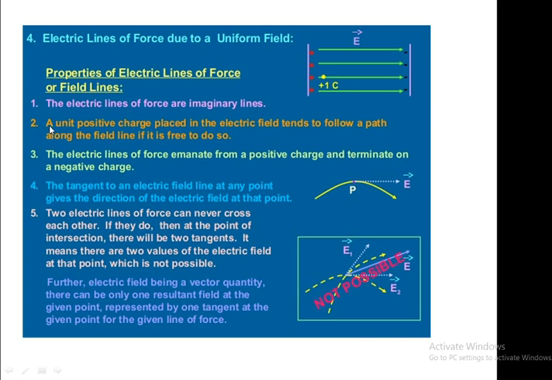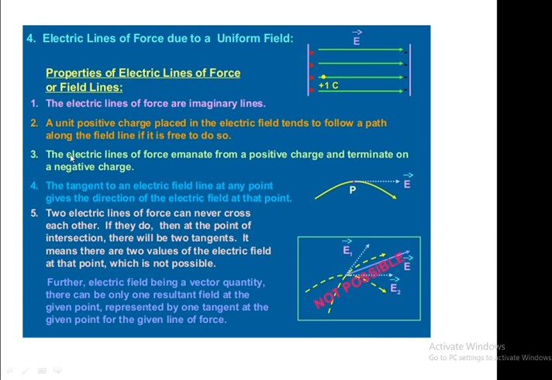That property says, a unit positive charge placed in the electric field tends to follow a path along the field line, free to do so. What was mentioned in that definition? Electric field lines are the path along which a positive charge will move if it is allowed to move freely.